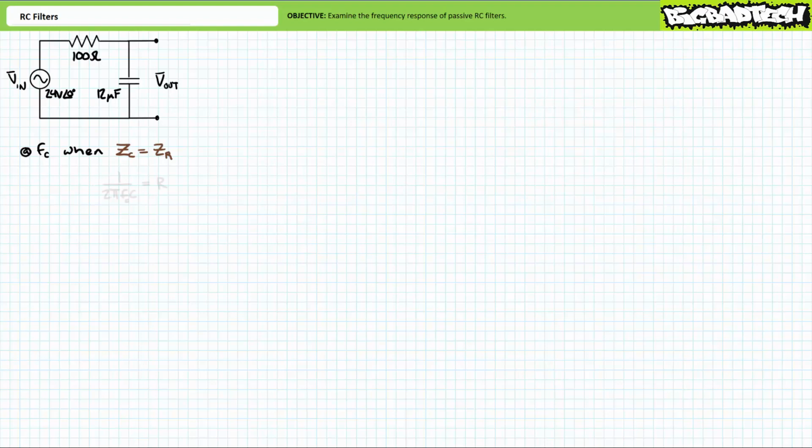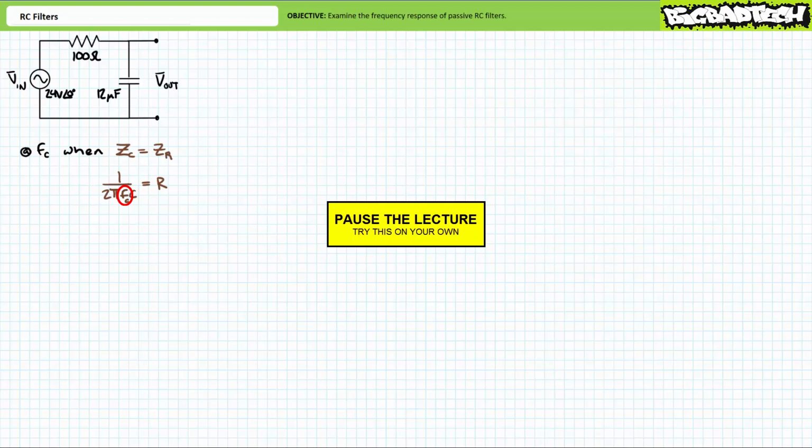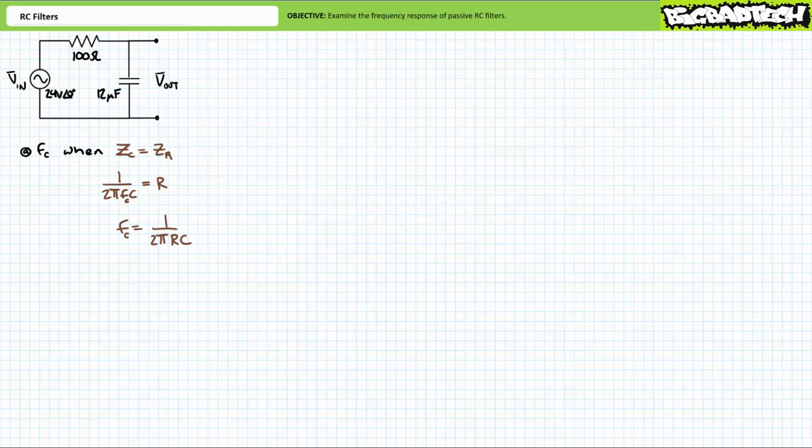satisfies this condition. If ZC equals 1 over 2 pi FC and ZR equals R, we're being asked to solve for the variable FC. If you feel you're up to the challenge, by all means, pause the lecture and try this on your own. If you're tracking, you should have obtained the following results. Algebraic manipulation yields FC to be equal to 1 over 2 pi RC. You're free to use this simplified formula or to derive it on an as-needed basis via algebraic manipulation. Importantly, you should be aware that at the critical frequency, the magnitude of ZC equals the magnitude of ZR.